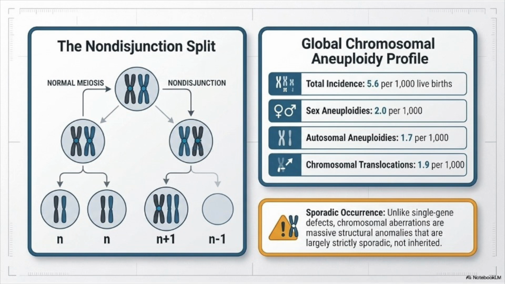Globally, the total incidence of chromosomal aneuploidy is about 5.6 per 1000 live births, with sex aneuploidies contributing about 2 per 1000, autosomal aneuploidies about 1.7 per 1000, and chromosomal translocations about 1.9 per 1000. Unlike single gene defects, these chromosomal aberrations are largely sporadic and not inherited from parents.